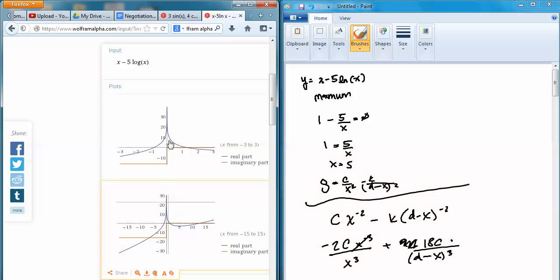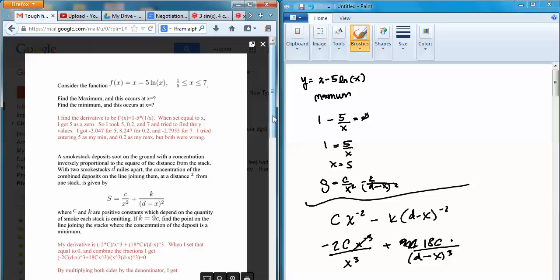between 0.2, which if you look at this one, skyrockets up pretty fast, and 7, which if you look at this one, it's not that big. In fact, it's still negative. So I agree with you that in the region they gave you, the local minimum is at x equals 5 and y equals negative 0.304 or something that you wrote down. And the local maximum is going to be at that endpoint right there. And that's how you do it. You evaluate all of them, and that's what you got.